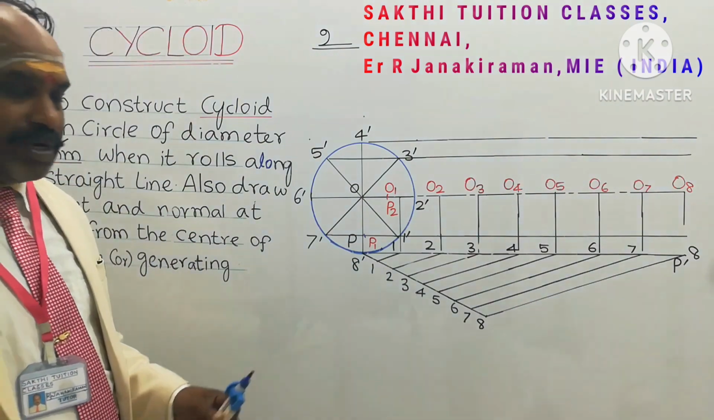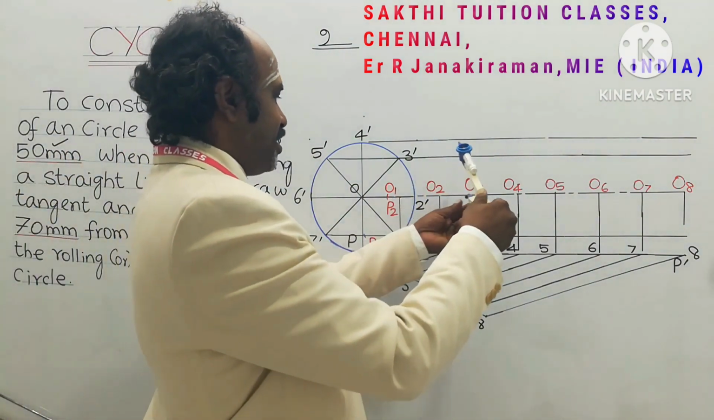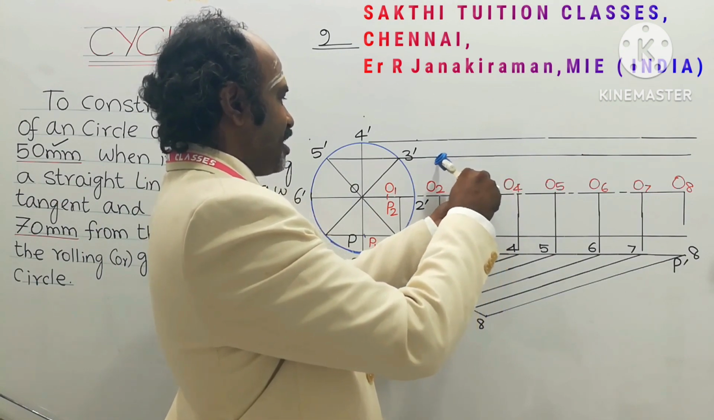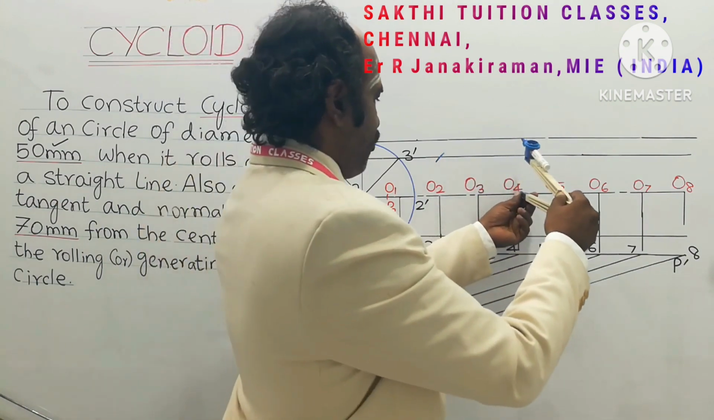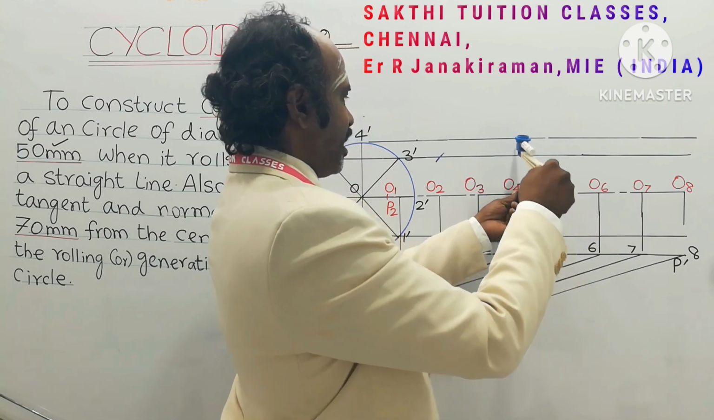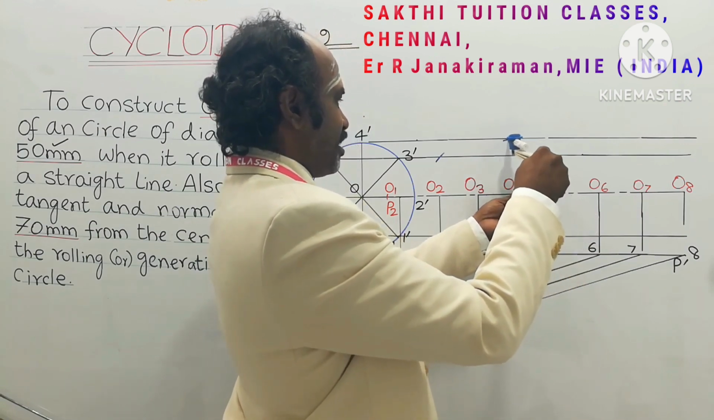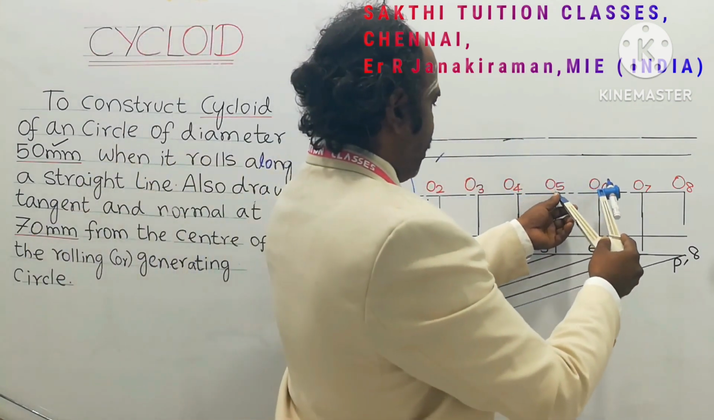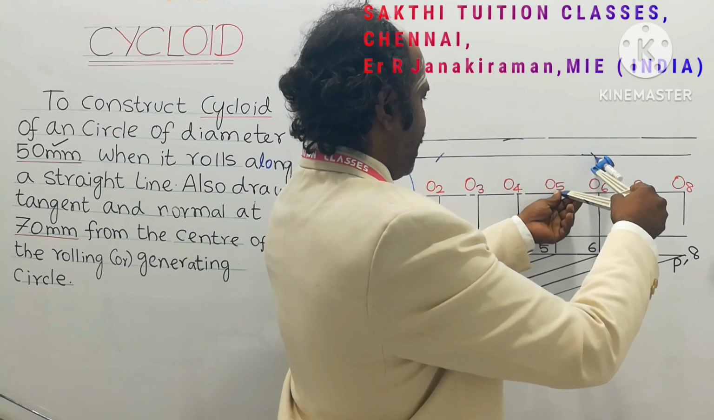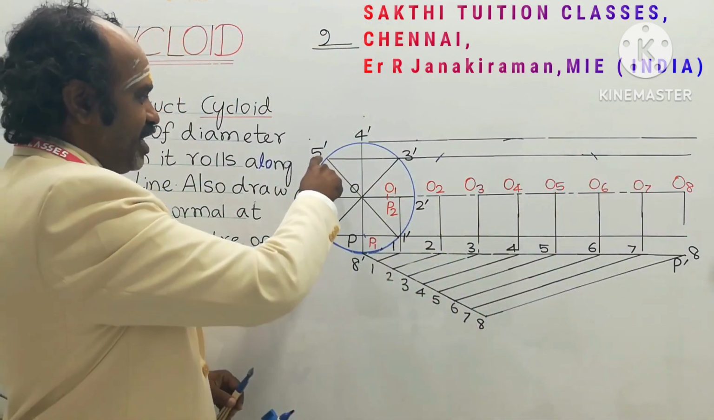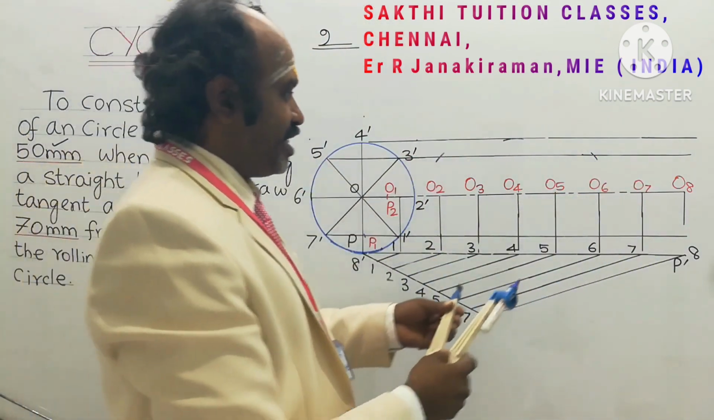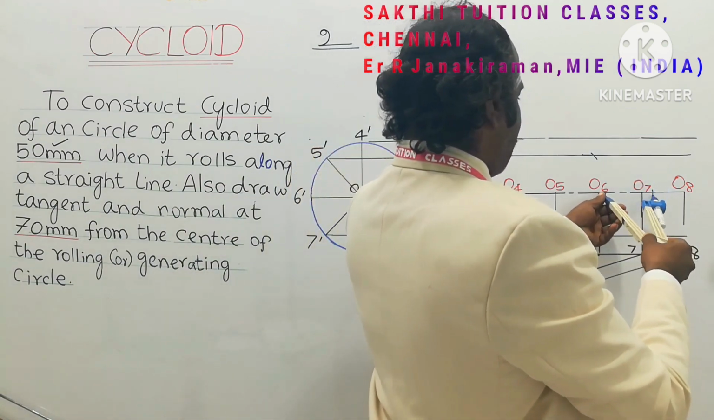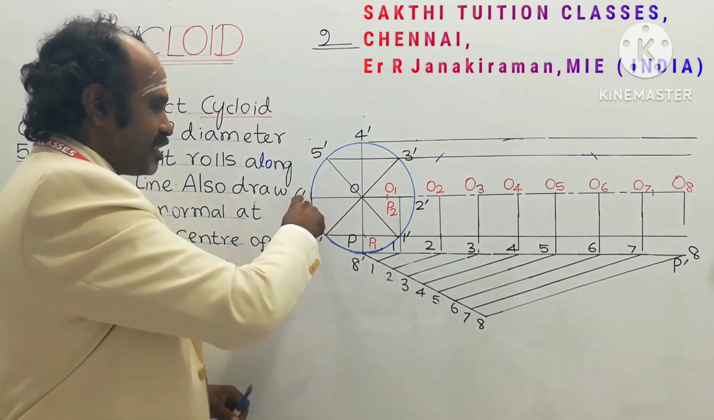Okay. So repeat for all of these with the same radius in your compass every time. O3 as center, cut an arc on the line passing through 3 dash of the circle. It cuts here. Next 4 dash. O4 as center, cut an arc on the line passing through 4 dash of the circle. So this is the 4 dash line. Okay. O5 as center, cut an arc on the line passing through 5 dash of the rolling circle. This is the 5 dash line. Next is O6 as center, cut an arc on the line passing through 6 dash of the rolling circle.